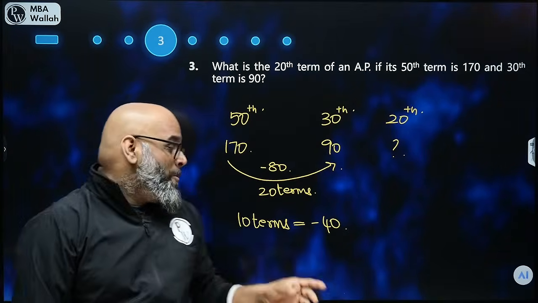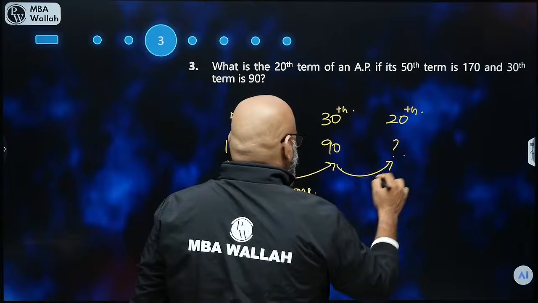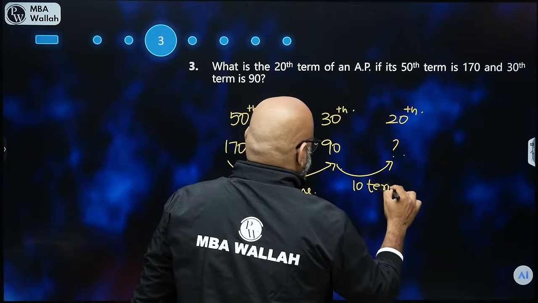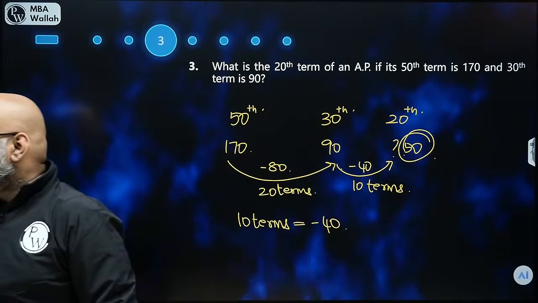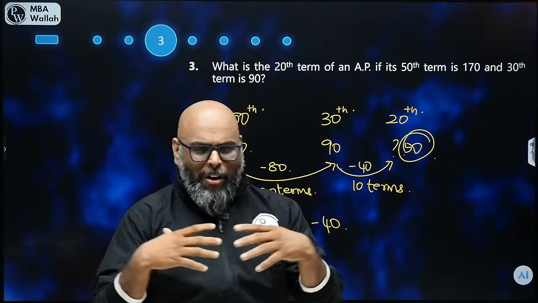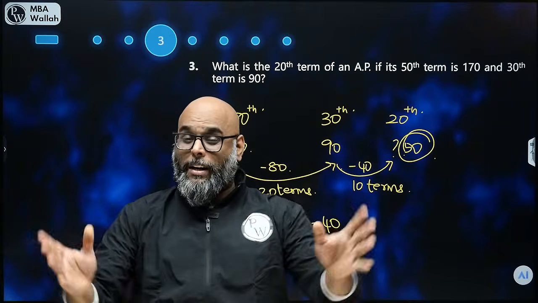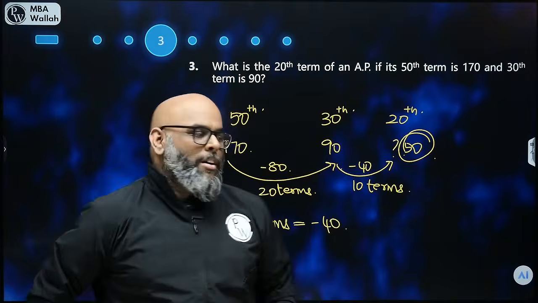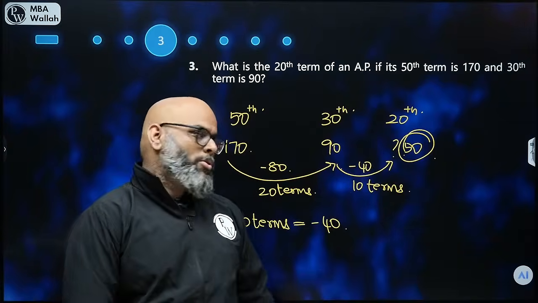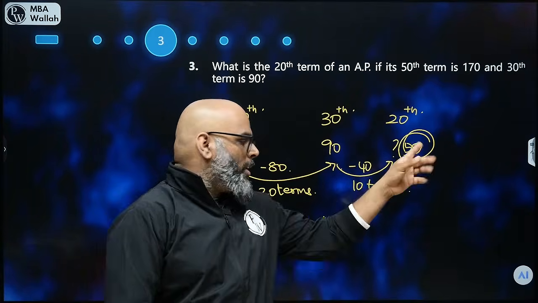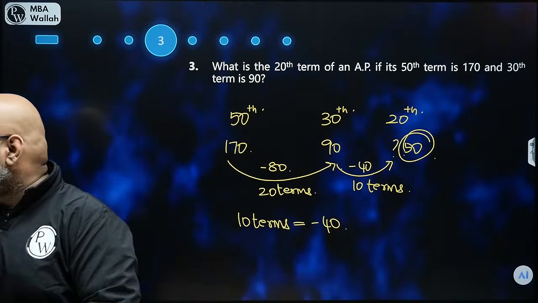But I don't even want D. If I reduce 20 terms, I will reduce 80. So if I reduce 10 terms, I have to reduce 40, which will take me to 50. Clear? This is more of a logical way of understanding it. I am not saying this is the best way, but to this question the numbers are super convenient, and I was like, I will use my logic. Clear? From here to here I went 20 terms, which is minus 80. From here to here I have to go 10 terms, that will be minus 40 only. So 90 minus 40, it has to be 50. Clear? Anyone? Any questions? Any doubts?